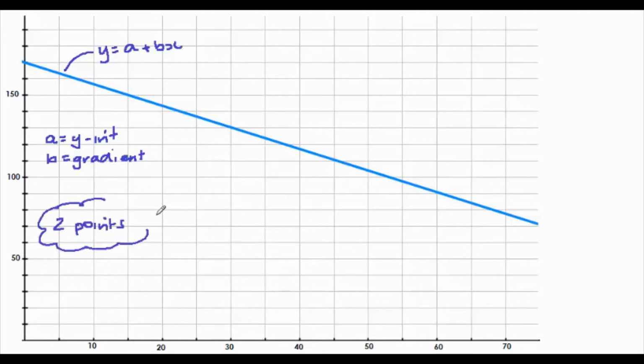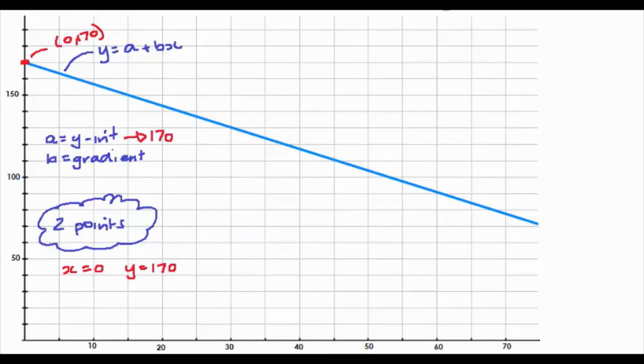So my first point, it's always good if one point is over the left-hand side and one point is at the right-hand side. And that's just because the further away the points are, the lower the chance for error, or the more margin for error. So if I have a look at this point here, this point is at 0 and 170. So that means for point 1, I have x equals 0 and y equals 170. Now it just happens that that's also the y-intercept now. So I can even write that down as 170.